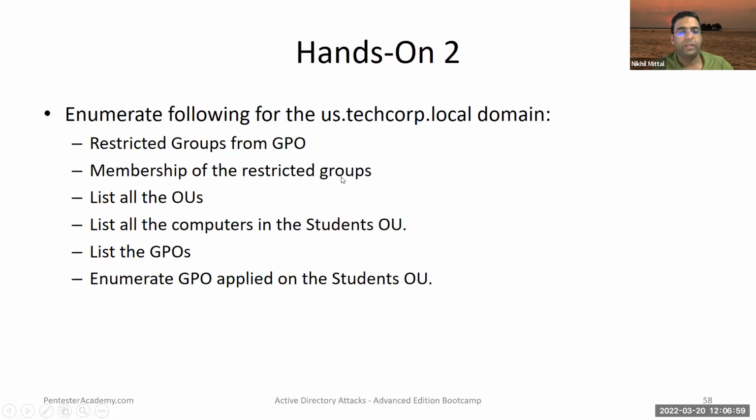All right. Now this brings us to our hands-on task. Enumerate the following for the us.techcorp.local domain. Restricted groups from GPO, membership of the restricted groups, list all the OUs, list all the computers in the student OUs, list GPOs, and finally enumerate GPO applied on the students OU. So let's do that.